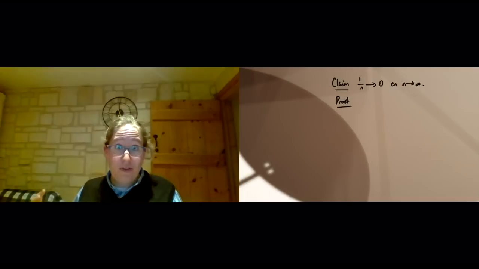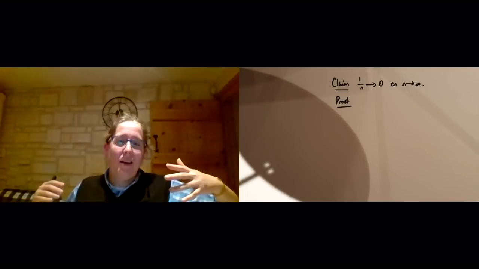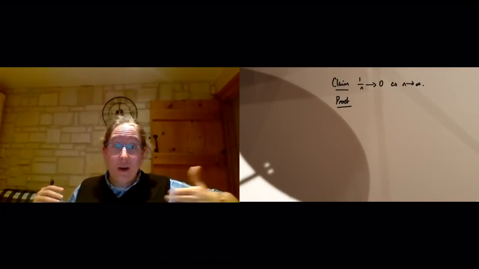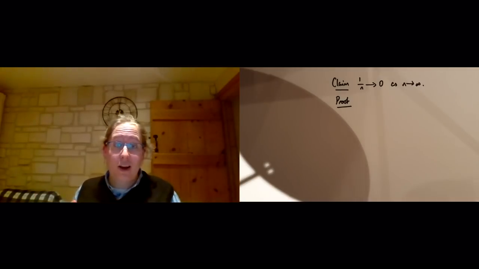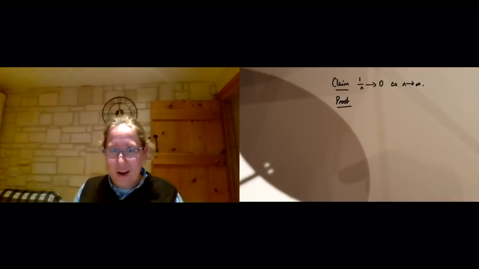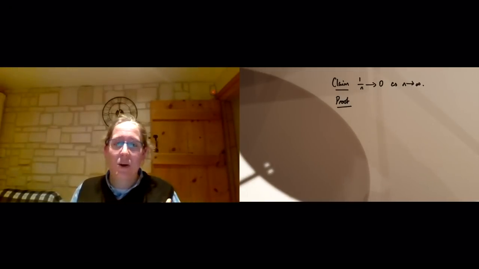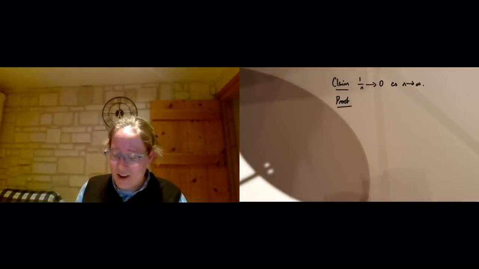We need to show that whatever positive epsilon our opponent picks, we can show that as long as you go far enough down the sequence, all of the terms are going to be within epsilon of 0. Is that true for the sequence 1 over n? It absolutely is. You can see why that's true. We sort of talked about it, in fact, in an example in the previous video. I just want to write it down carefully.